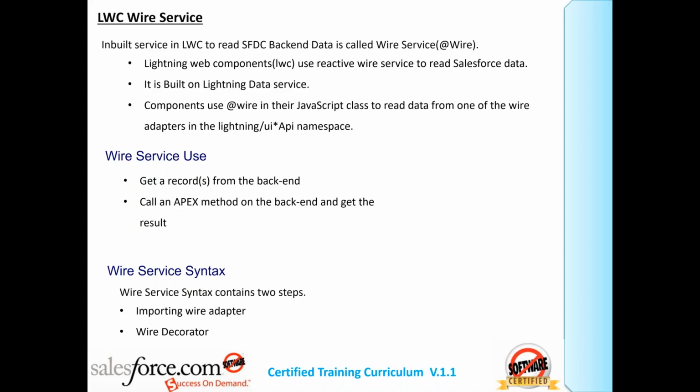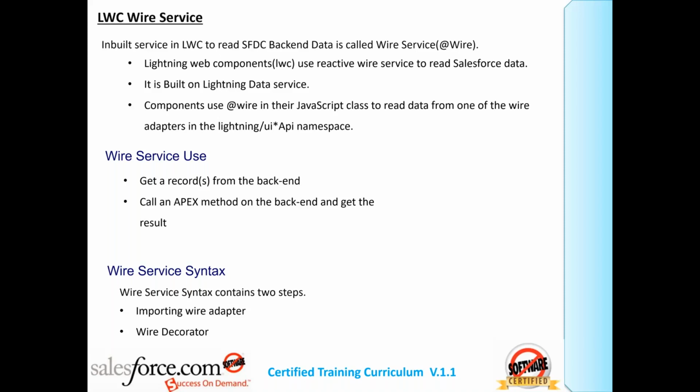Next heading, use of wire service. Number one, to get records. Use of wire service is only to get records. Second, to call Apex method to get result. The work of wire only is to get. This is the use of wire service.